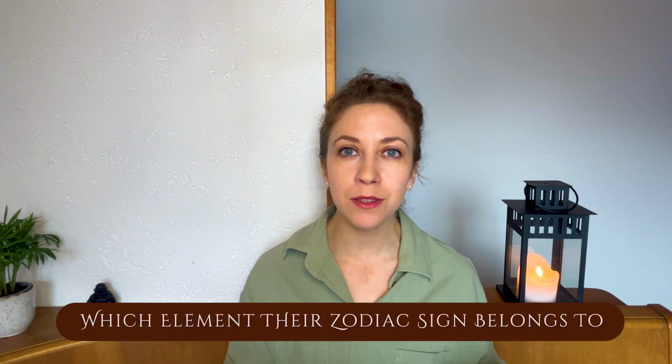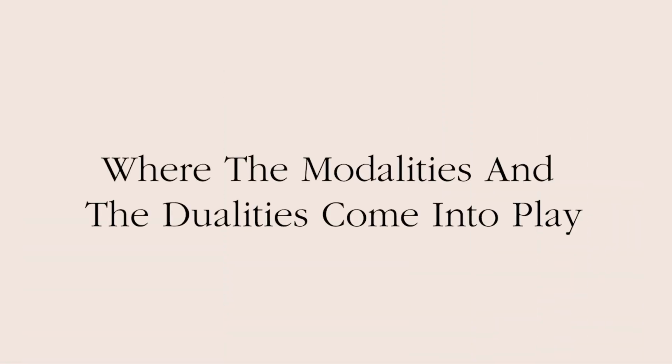Most people are aware which element their zodiac sign belongs to. However, there are more ways of categorizing the zodiac signs. Because if you think about it, even though we have 3 zodiac signs per element, they still express themselves differently. For example, with the fire element, we have Aries, Leo, and Sagittarius. And even though they are all fire, they are still different from one another. And this is where the modalities and the dualities come into play, which give us different layers of each zodiac sign. And this is what we are going to look at in this video.